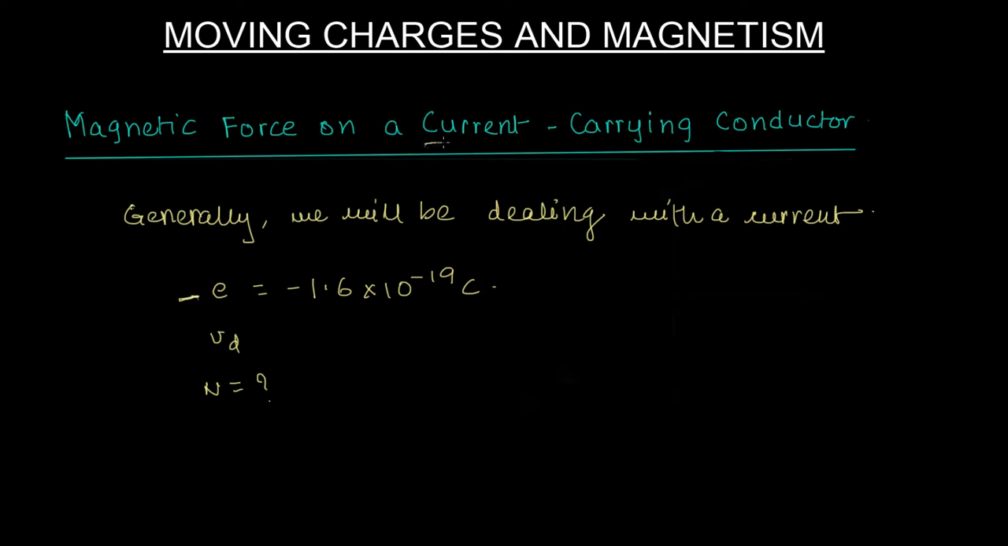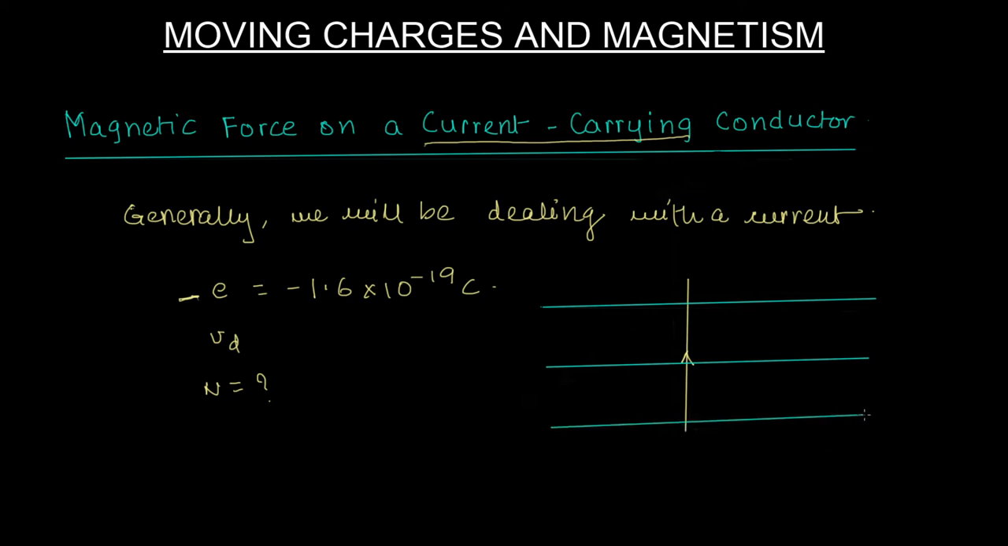We are convinced about one thing: if I have a conductor which is carrying a current in this direction and is placed in a magnetic field like this, this is the magnetic field and this is the current carrying conductor, then obviously it has electrons moving in a direction opposite to the conventional direction of current. So this is V, and V cross B is a non-vanishing component.